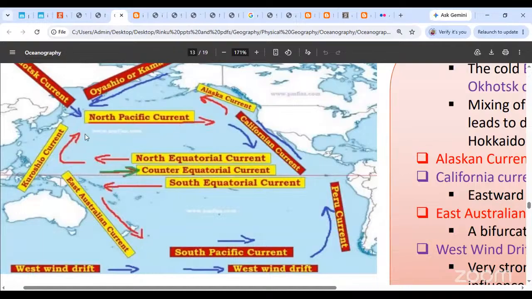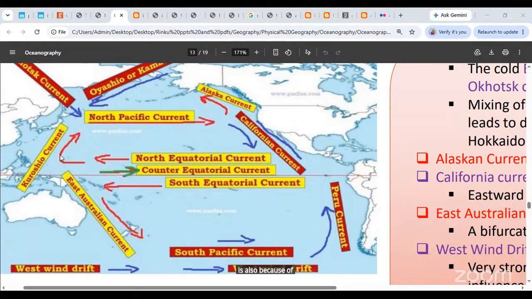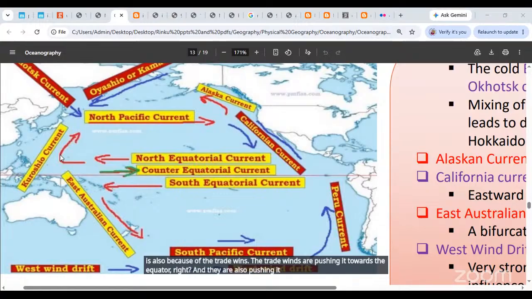When we say that the ocean currents are moving over here, they will also move over here because of the trade winds and the westerlies. These are also the driving forces. It is the planetary winds that are making the currents move. For example, this north equatorial current being pushed in this direction is also because of the trade winds. The trade winds are pushing it towards the equator, and they are also pushing it a little westwards, because the winds are coming from the east. So clearly, which direction will they be pushing it? Towards the west. So it is the planetary winds that also drive these currents.